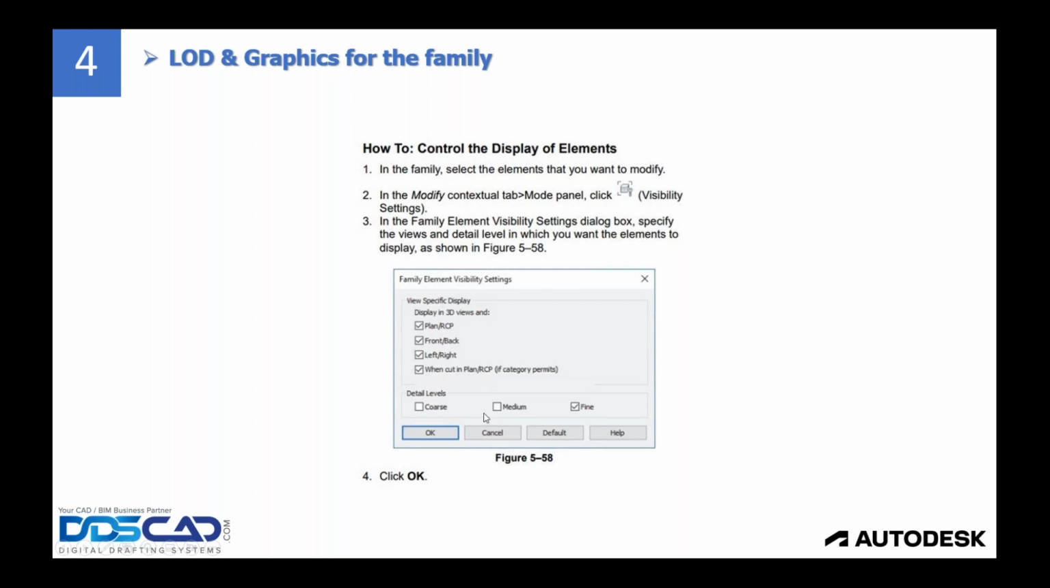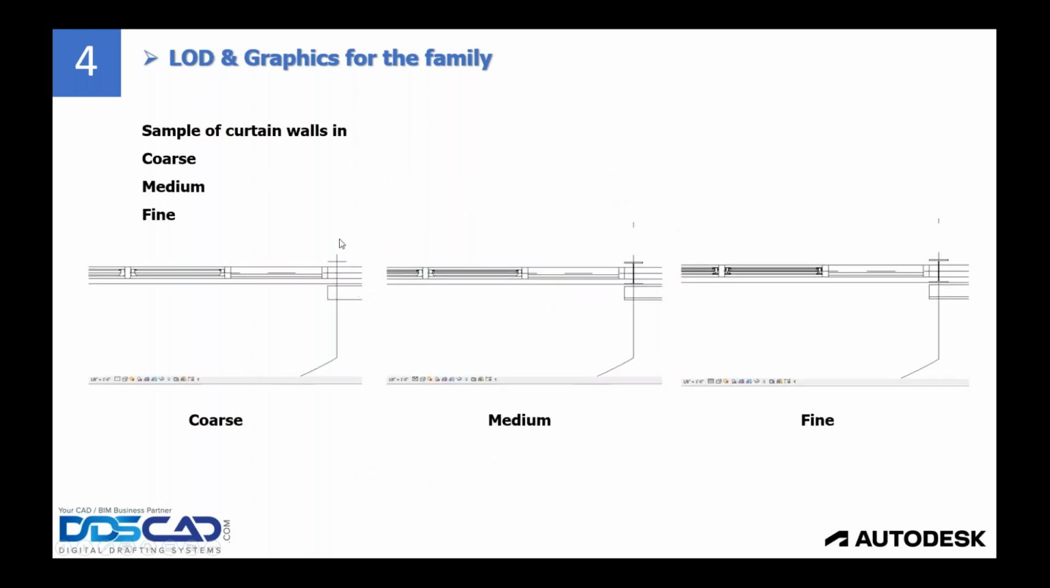So how we can control how you see those families in the project, whether you're going to see a floor plan, elevations, or even a 3D, and how the LOD, level of detail, works there. This is a good example of how the level of detail works. The same curtain wall here, notice coarse level is one of the most simple levels of detail.